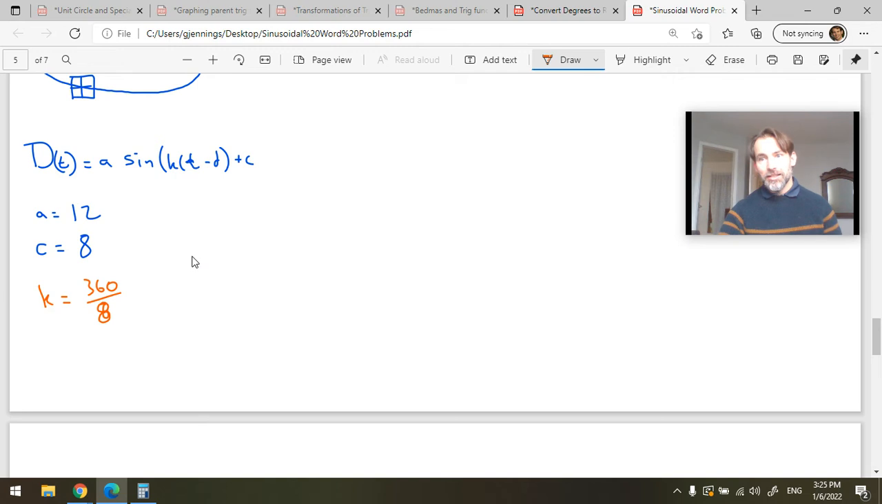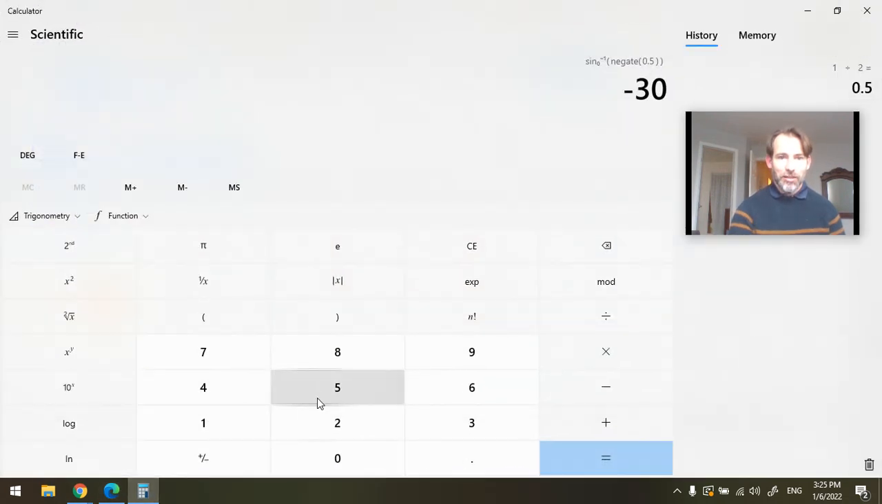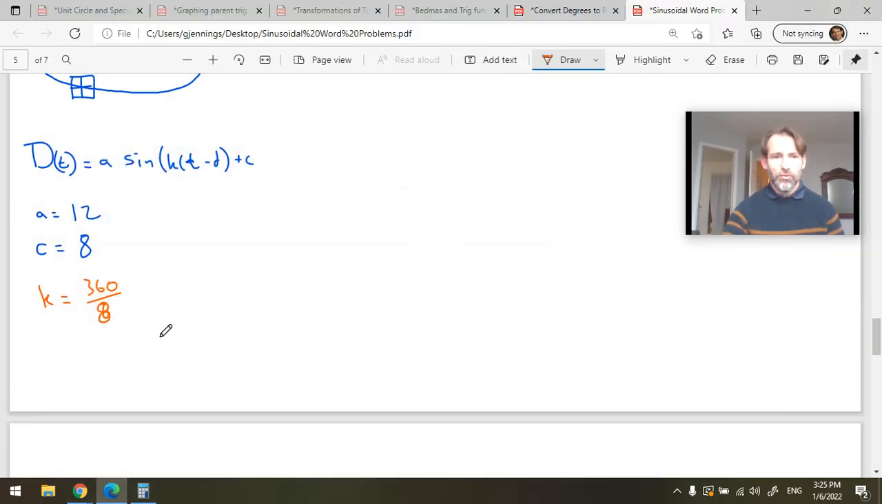So let's figure out what our K is. 360 divided by 8 doesn't go evenly. It does go evenly. 320 would be 40, and then you add another 40, so it's 25. 25, right? Check your work, Mr. Jennings. 25 times 8 equals 30, 45. Sorry, 45. 45 times 8 equals, there we go, 360. Yeah, 45. So K is 45.